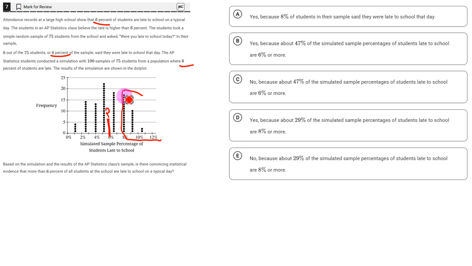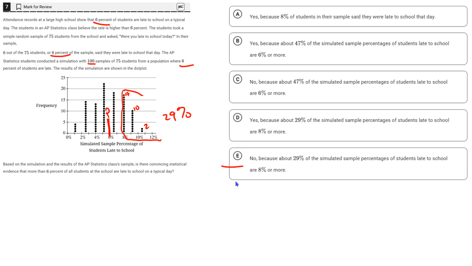So this is probably going to come out. I'm seeing 29% a lot. So there's 1, 2, 3, 4, 5, 6, 7. Oh, I could count here. I'm sorry. So that looks like about 17. And here's 10. Here's 2. So there's 29%. So it's 29 out of 100 samples. Each one of those is a sample. So 29% of the time, if 6% is true, on any given day, 8% or more would be late 29% of the time, just by random sampling.